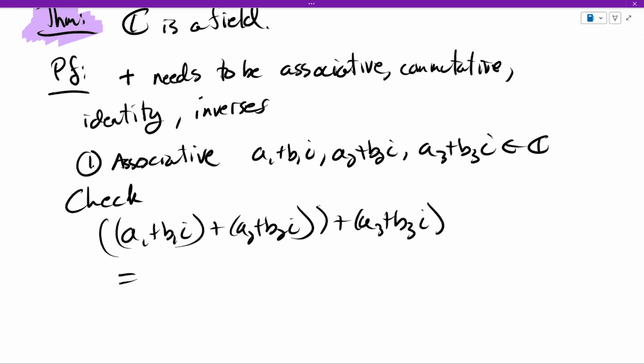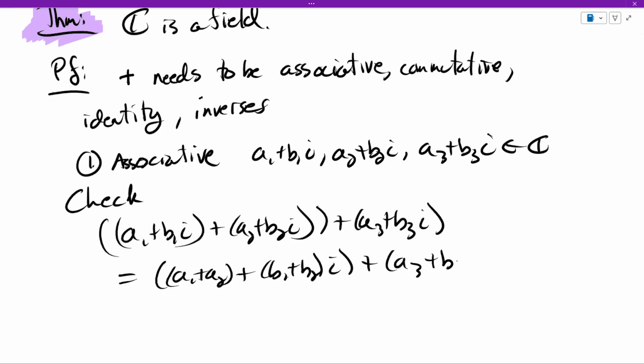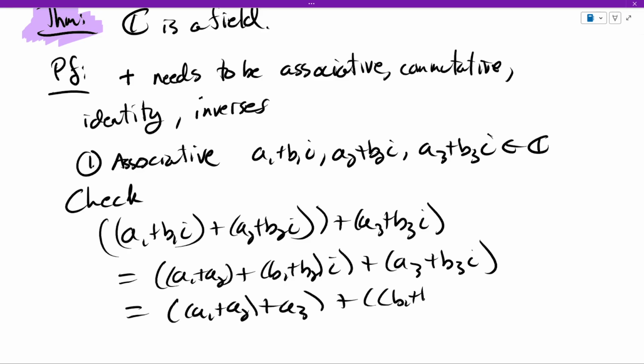All right, so we have to work inside the parentheses first. So we have a1 plus a2, b1 plus b2. Why is that? Well, that's just applying the definition of addition. And now we add this complex number that has a real part a1 plus a2 and imaginary part b1 plus b2 to the complex number with real part a3 and imaginary part b3. And the rule is, of course, just to add the real parts and the imaginary parts.